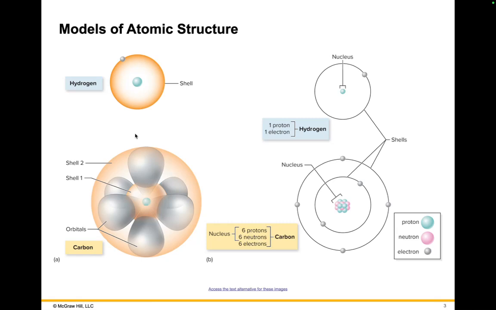Now carbon, a little bit more complex, has 6 protons in the nucleus. You can see the nucleus here with the protons there. And so if we have 6 positive subatomic particles, we're going to have how many negative? 6. So you can see them orbiting here. There's 6 of these electrons.